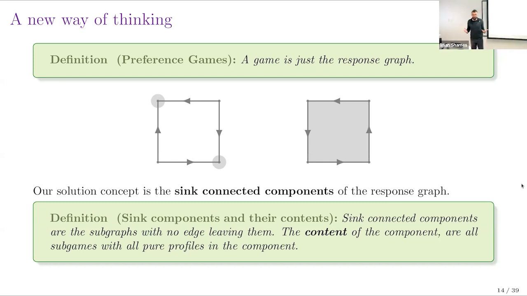This is how we define the family of preference games. And a solution concept that we are going to propose is the notion of a sync-connected component of the response graph. A sync-connected component of a graph is a subgraph that doesn't have any outgoing edge. So for this example, these two are the sync-connected components. There is no edge leaving them. For this other one, the whole thing is the sync-connected component.